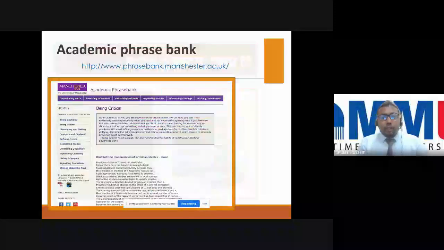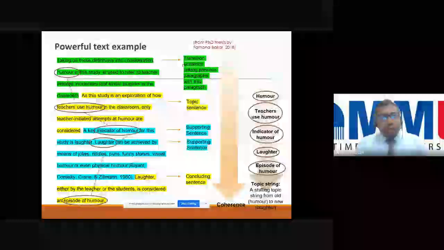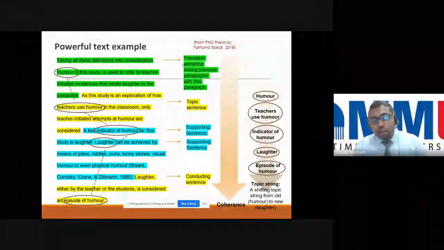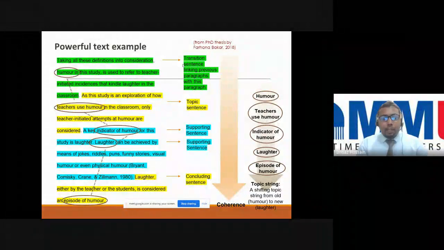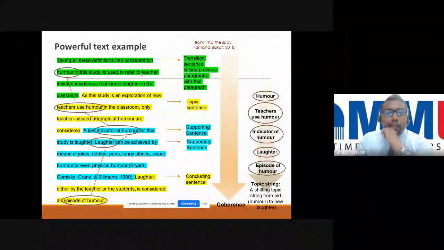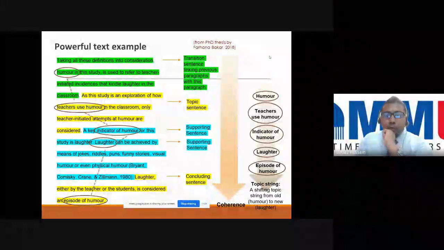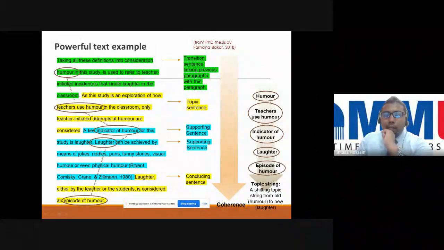Okay. He shared here, one of the students, Farhana Bakar's thesis, some content showing how she made her statement more academic and powerful. So there is a flow, okay, in the right side.